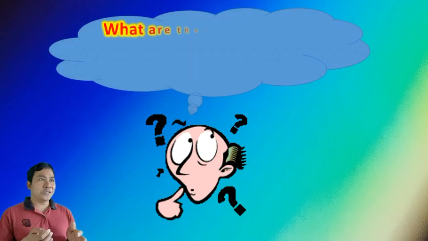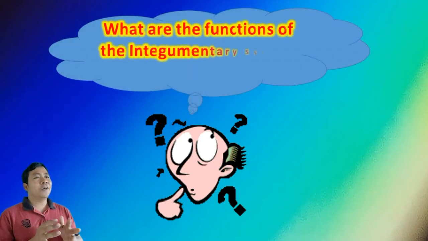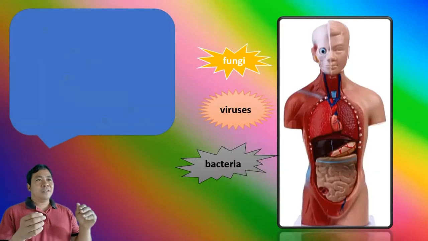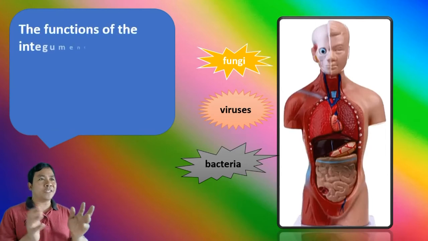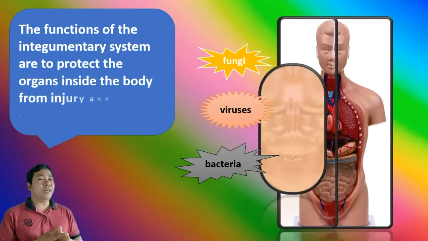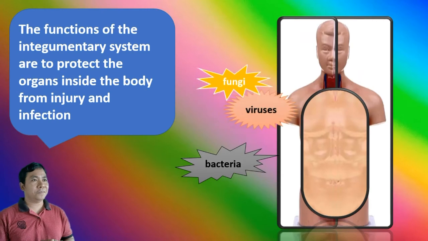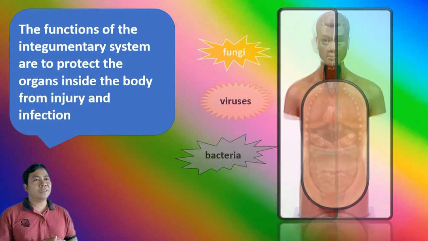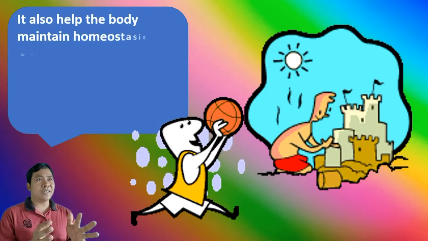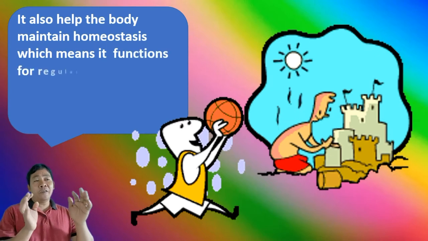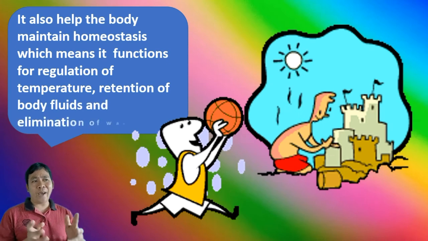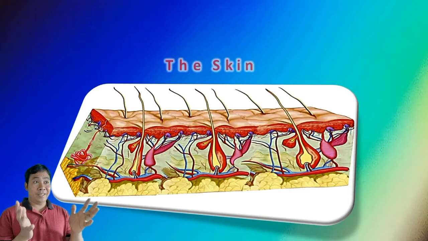What are the functions of the integumentary system in your body? The functions of the integumentary system are to protect the organs inside the body from injury and infection. It also helps the body maintain homeostasis, which means it functions for regulation of temperature, retention of body fluids, and elimination of waste.